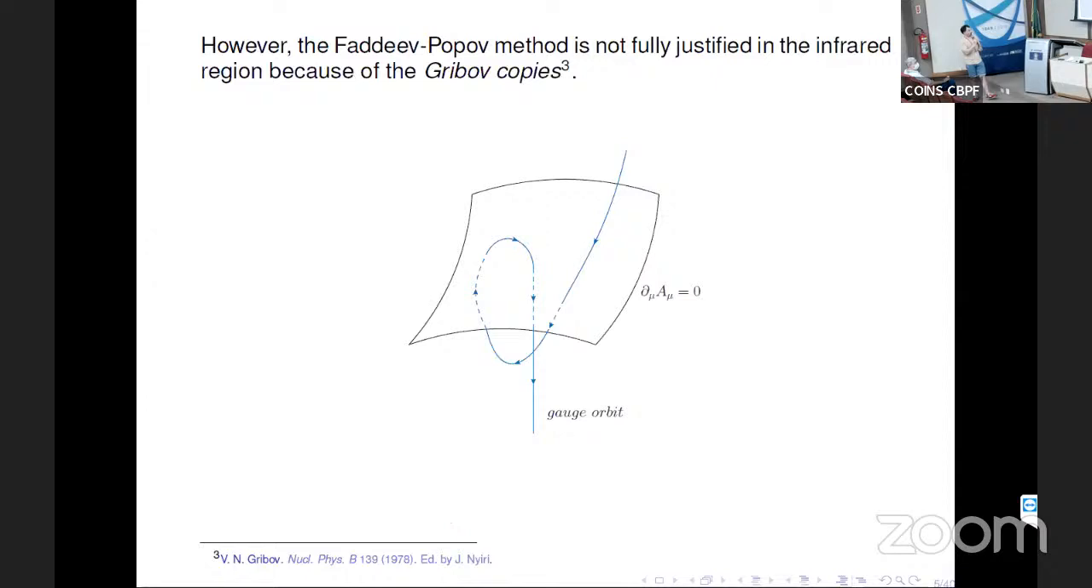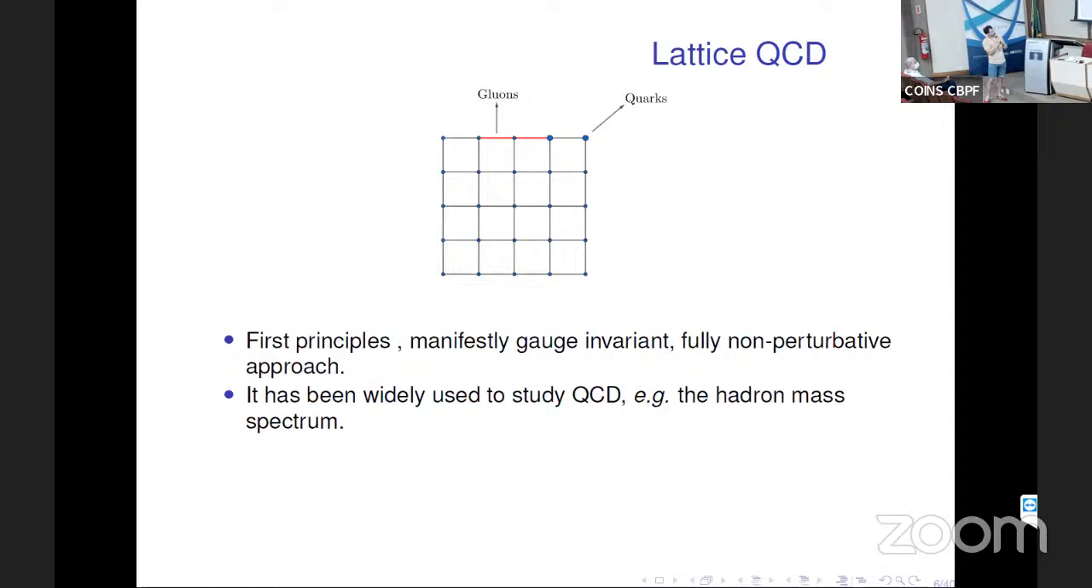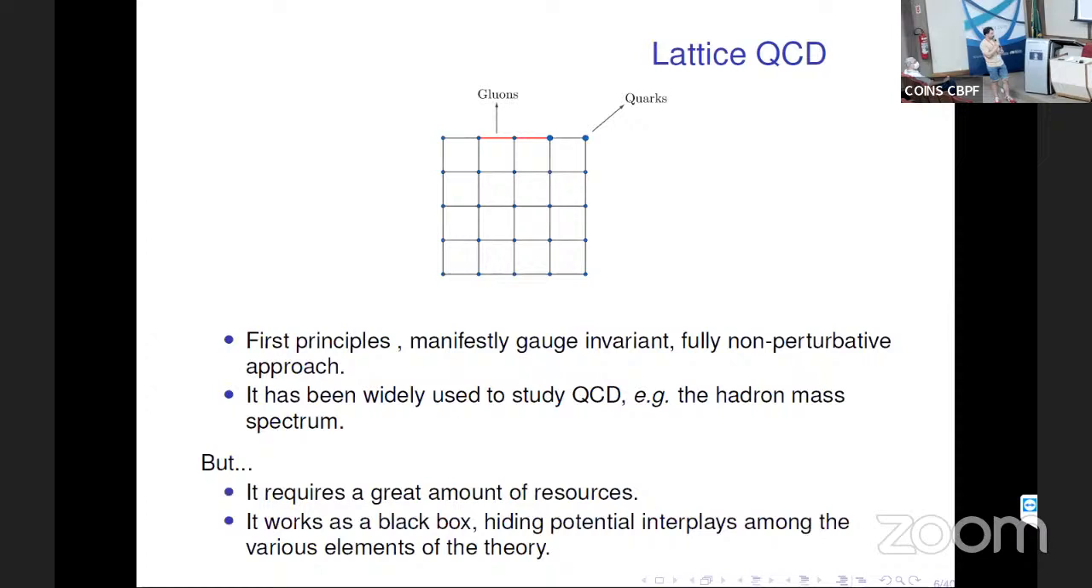However, we need to take this Landau pole with a grain of salt because we know that we have the Gribov copies, which are harmless in the UV, but when we move towards the infrared, they become increasingly dangerous. So new strategies are needed in order to access infrared QCD, as all of you probably know. So we have lattice QCD, as Teresa told us yesterday. It is a first principles, manifestly gauge invariant, fully non-perturbative approach, and it has been widely used to study QCD, but it requires a great amount of resources.